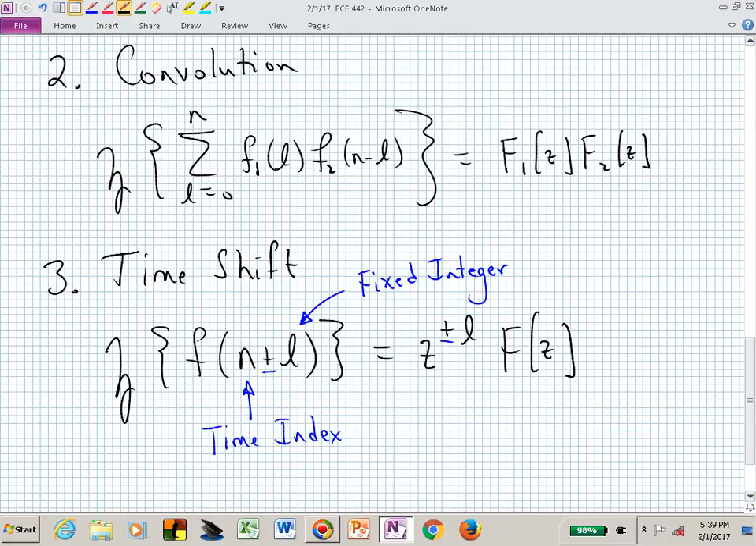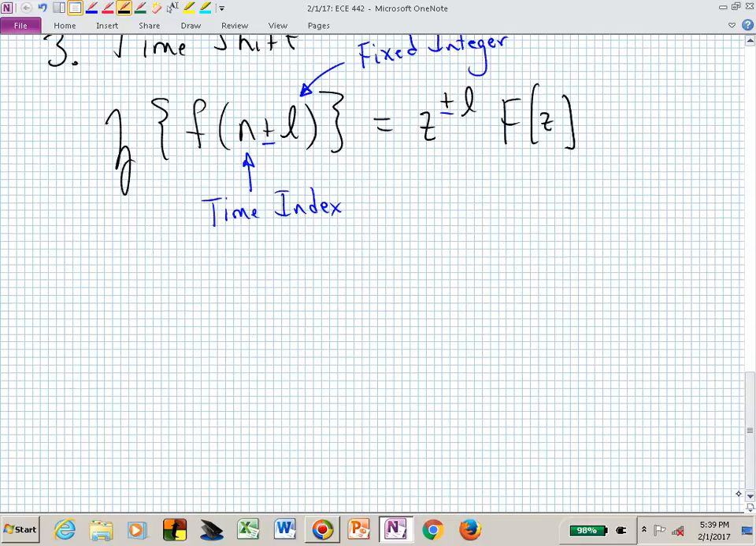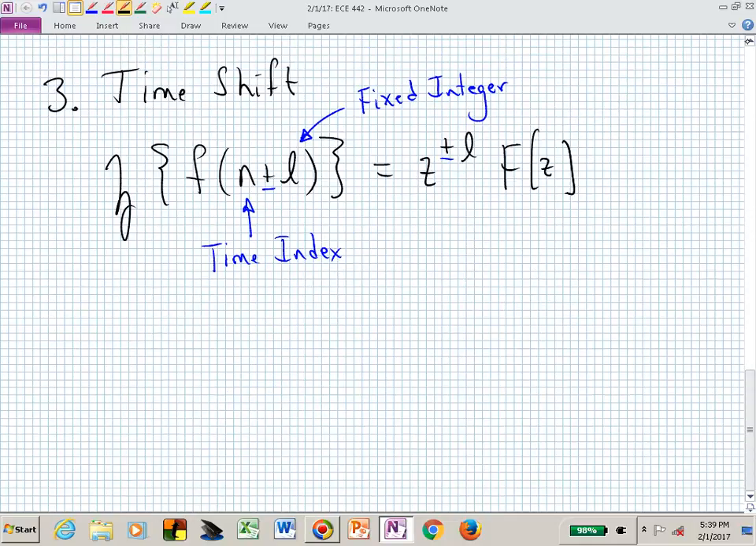This one you use all the time, or we have. And when we take the Z-transform of a difference equation, then we're using this time shift theorem quite often.